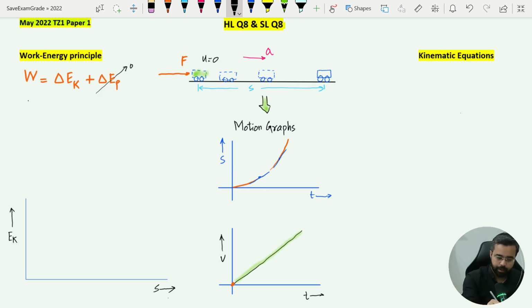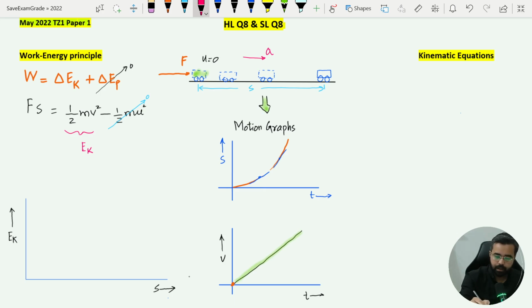And if we write this is a resultant force, so Fs is equal to 1/2 mv² minus 1/2 mu². And you know that this is 0 because it has started its motion from rest. And this is the kinetic energy which we want to plot on the graph versus displacement.